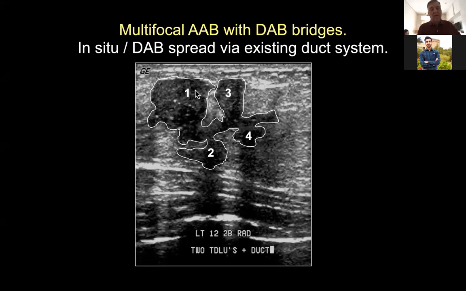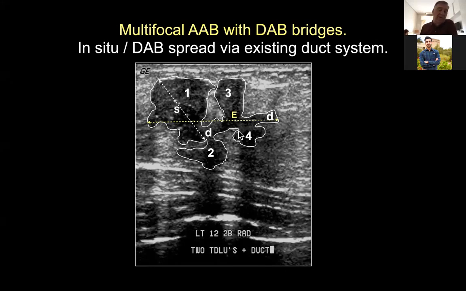So the index lesion, according to TNM, is going to be lesion number 1. So that's going to be the size, what I'm showing with the white dotted arrow with the arrowheads. But the extent is going to include all the DCIS components, the DAB component in addition to the AAB components. So 1, 2, 3, and 4 could either be invasive cancer or DCIS components. I don't know for sure.